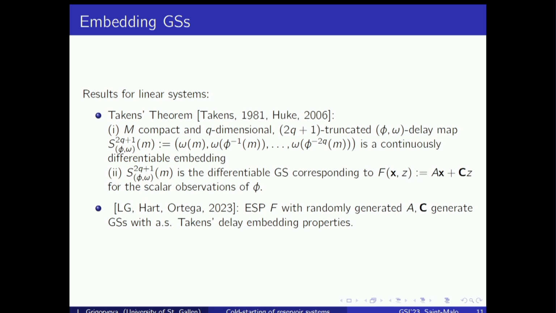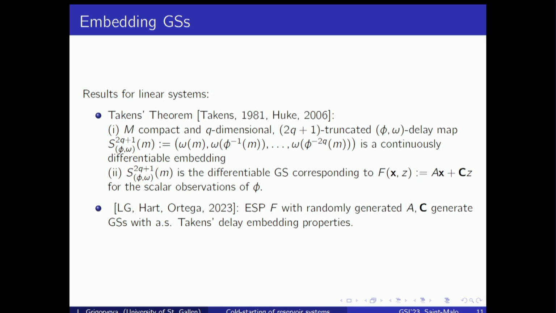This map happens to be a continuously differentiable embedding, and what is also nice is that it's also a differentiable generalized synchronization, which corresponds to a particular state equation. And this state equation is very cute because it is linear, and then you have A and C. A happens to be just a zero matrix with a subdiagonal full of ones, and C is just zeros, with the first leading element being 1. And what we did in this paper with Juan Pablo and Alan, which was a subsequent one, is something extra. We showed that for this ESP-F, you can get the same type of Takens embedding properties if you randomly generate this A and C.